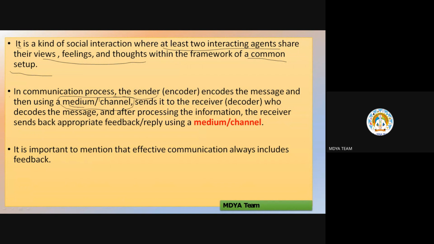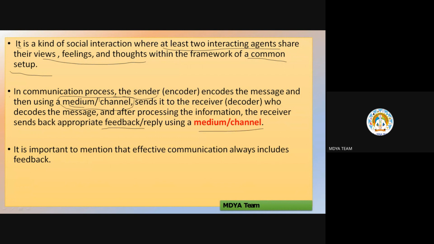So this is the channel, and the sender sends it to the receiver, who decodes the message. So the sender encodes the message and the receiver decodes the message sent by the sender. After processing the information, the receiver sends back appropriate feedback, a reply, using a medium or channel. So again, the receiver sends the message through a medium or channel.